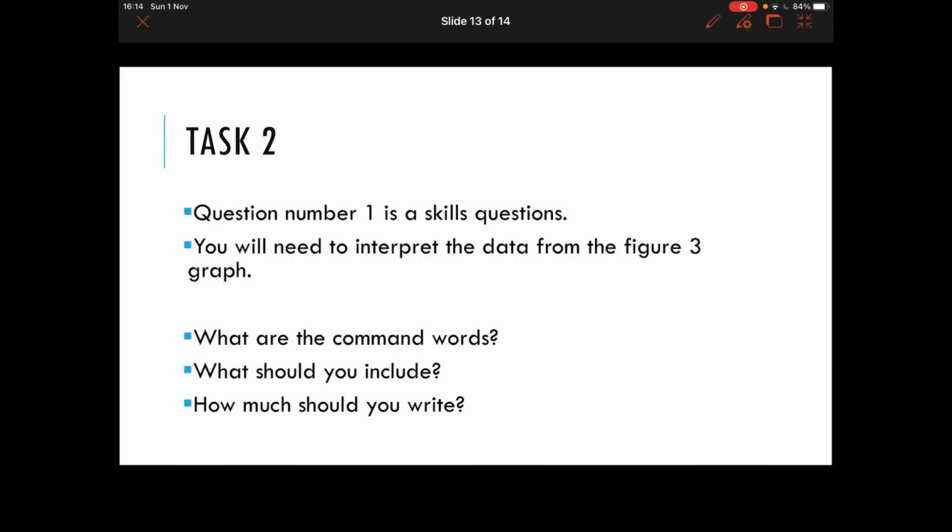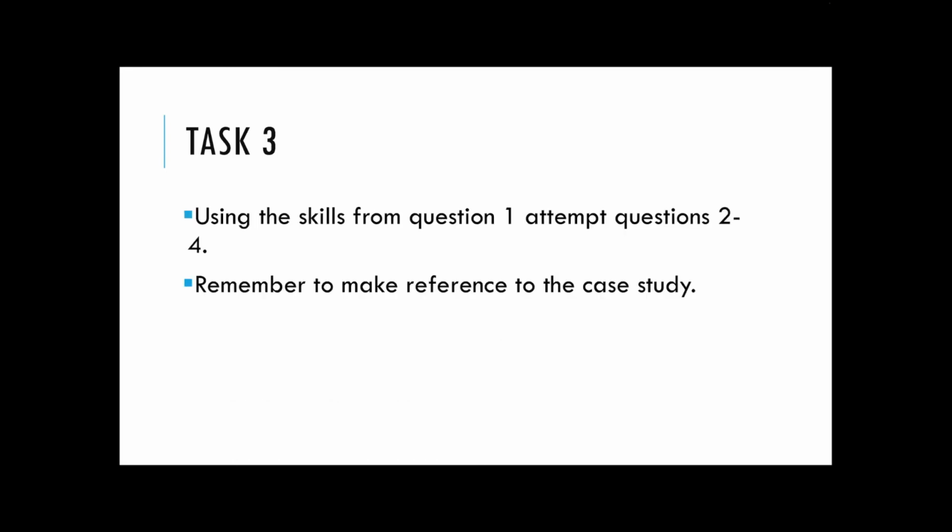And when you have finished those 5 key pieces of information for each subheading, have a look at question number 1, which is the skills question. You will need to interpret data from the graph, which I think is figure 3. And remember, when you're answering this question, look at what the command words are, work out what information you should include, and try to assess how much you should write. Question 1, I would say, is probably going to be a 6 marker in an exam, so try to assess how much you should be writing for that, and then answer the question.